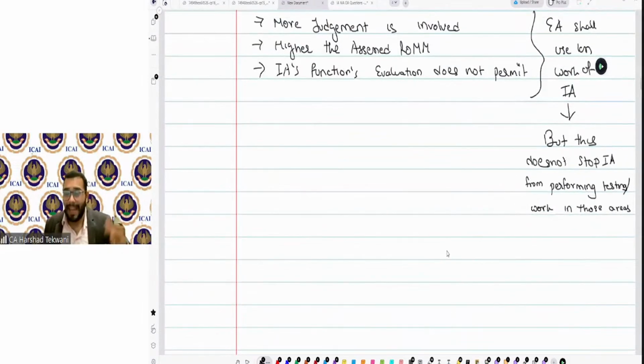The external auditor may not rely, but that should not be a point because of which the internal auditor says, okay, we will not perform because the external auditor is not relying. No, these are areas where the external auditor shall not rely, but this does not stop the internal auditor from performing work in those areas. So these areas are for the external auditor to avoid, not the internal auditor. Some people get confused, thinking the internal auditor is not required to perform work in areas where there is more judgment. No, it's not that way. The external auditor shall not place reliance, but this does not stop the internal auditor from performing that work. Are you getting my point?